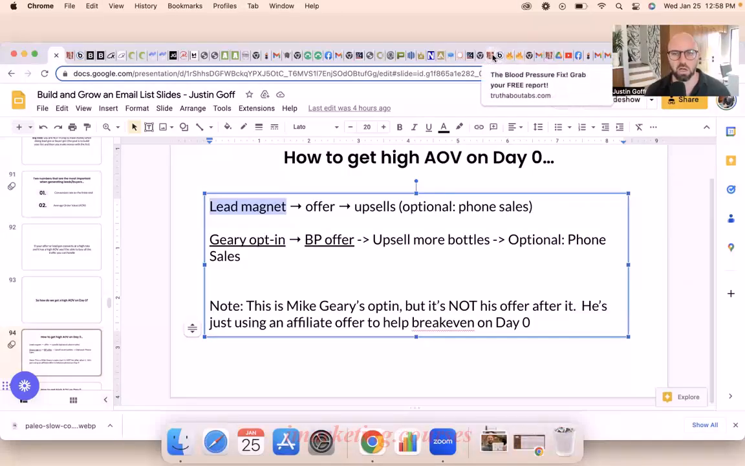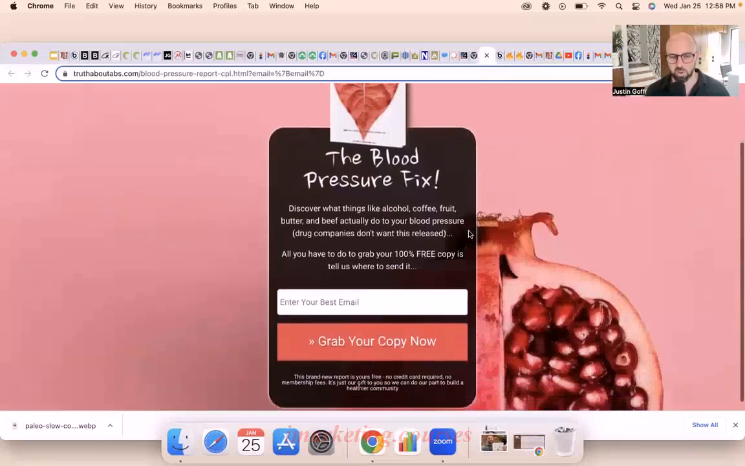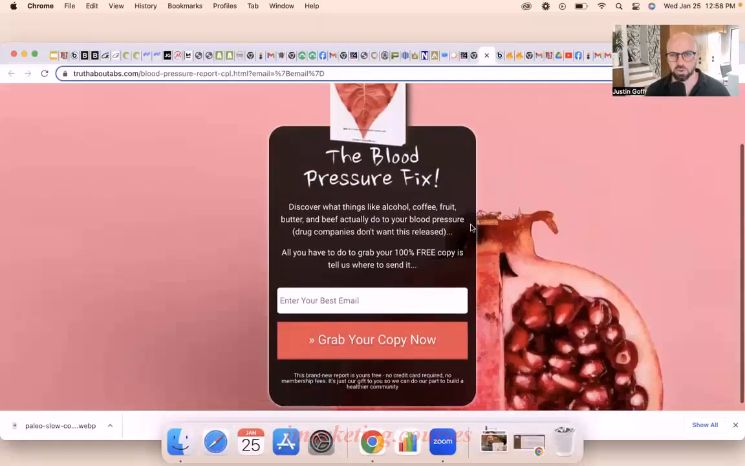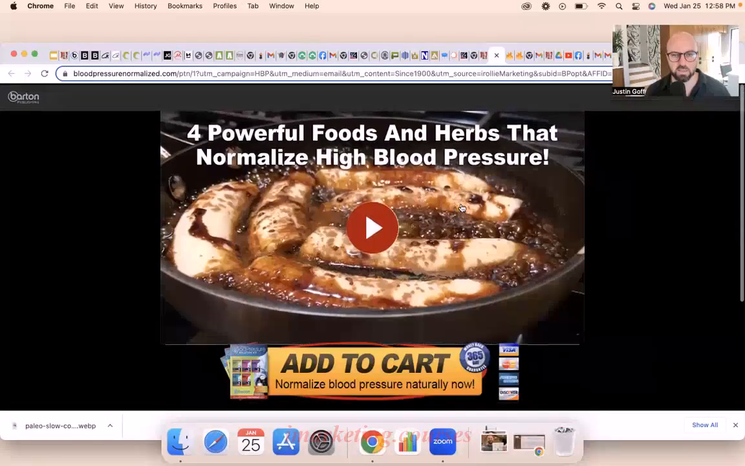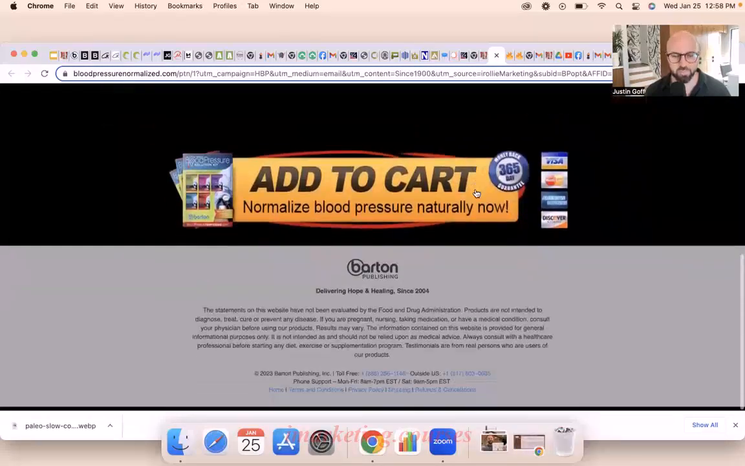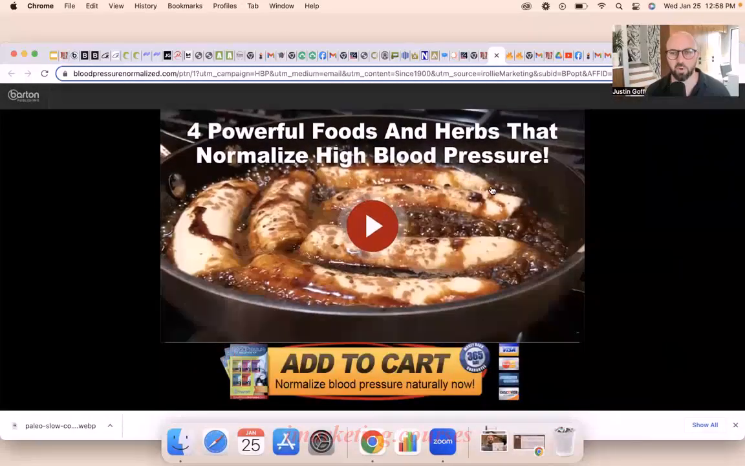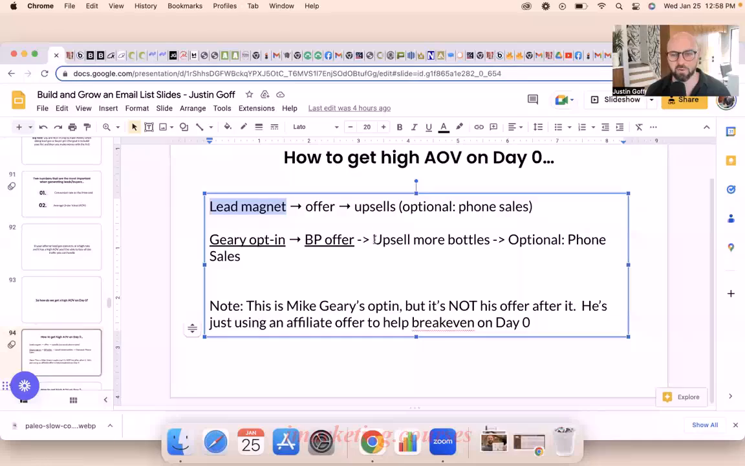So I showed you the one from Mike Geary. This is the blood pressure opt-in. Let's say he runs a bunch of traffic to this. You immediately get sent to this VSL afterward that he is an affiliate for. So he's probably making, I don't know, 40, 50, 60 bucks a sale off anybody who buys something there. And then after that, there's probably going to be more bottles of whatever supplement that is that they bought for the blood pressure offer. And then after that, there's optional phone sales.